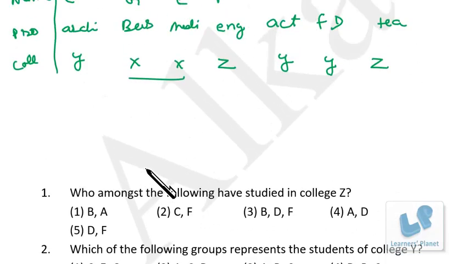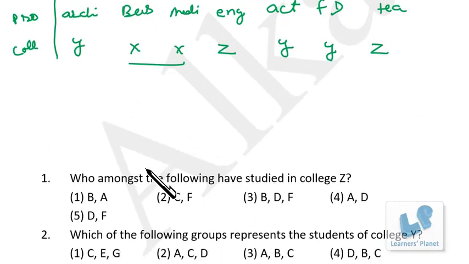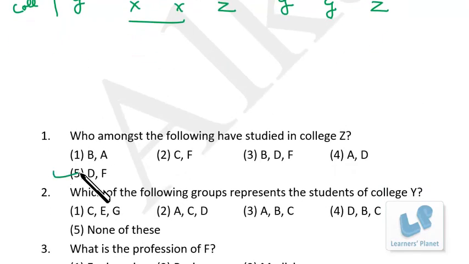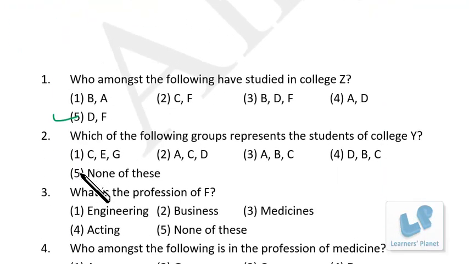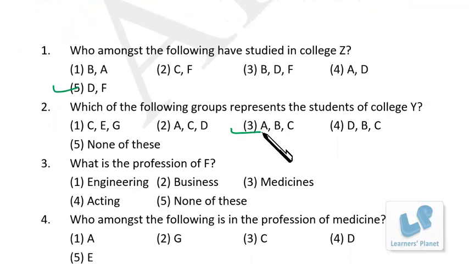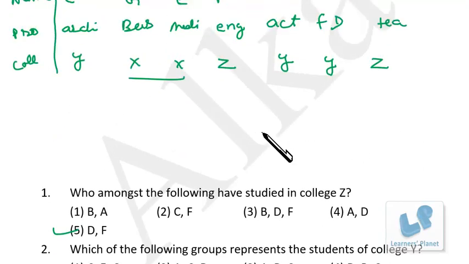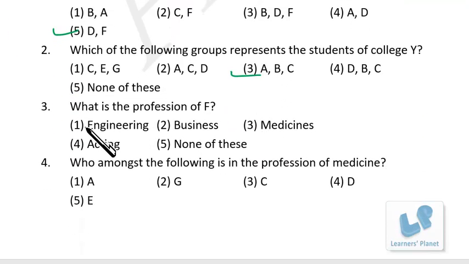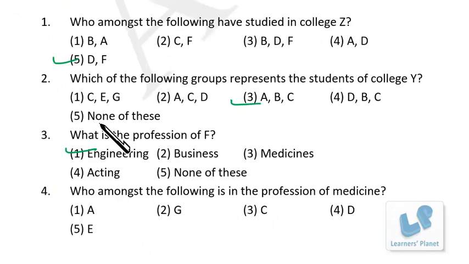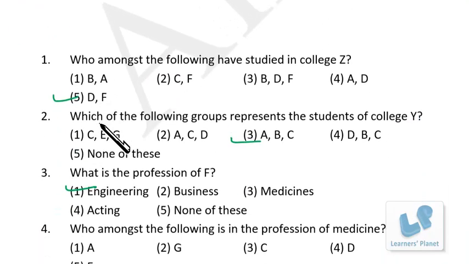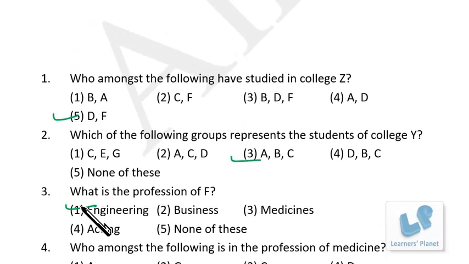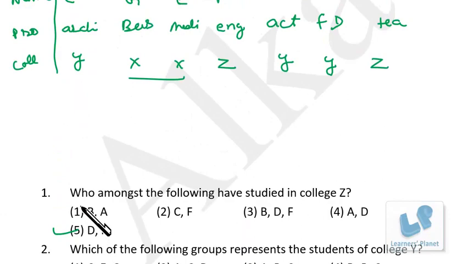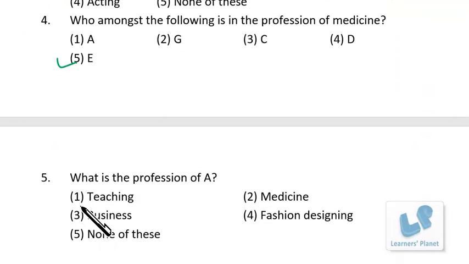Who studied in college Z, that is F and D. College Y, that is A, B and C. Profession of F, that is engineer. Profession of medicine, that is E. Profession of A, that is fashion designer. Okay, pretty simple.